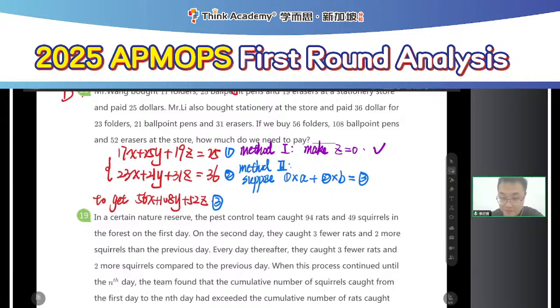So now, if this thing works, then all the coefficients before X and Y must be the same. So the coefficient for X, we use 17 for A times, 23 for B times, will then equal to 56. And also for Y, we have 25 A times, 21 B times should equal to 108, right? So now this is the expression. So we can solve out A and B to find out how to combine 1 and 2 to be the 3.